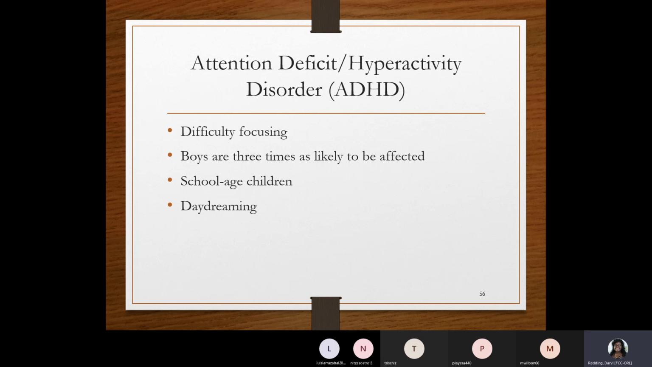ADD is attention deficit disorder, whereas ADHD is attention deficit hyperactivity disorder. A person who has this condition has difficulty focusing, and boys are 3 times as likely to be affected. It usually is diagnosed in school-age children, and one of the common effects of ADD would include a person doing some excessive daydreaming.